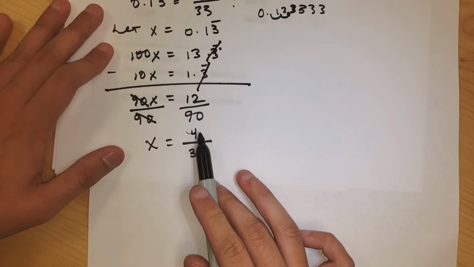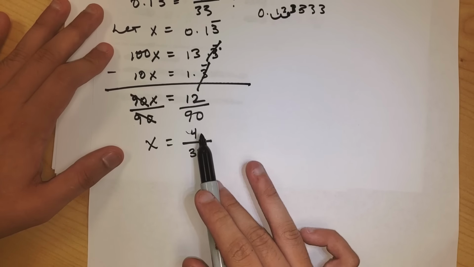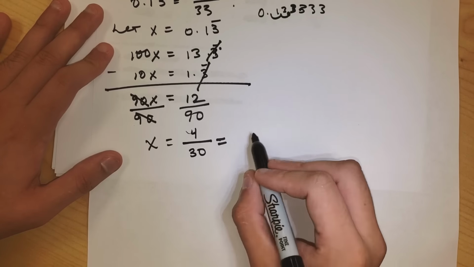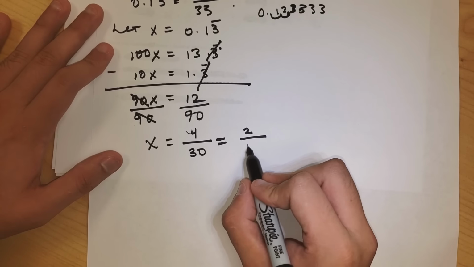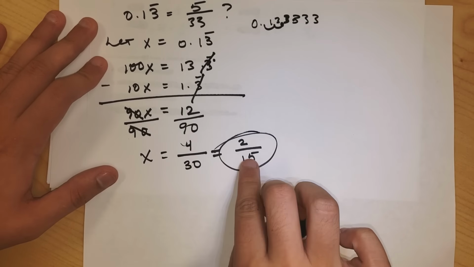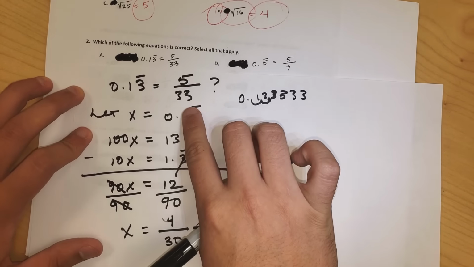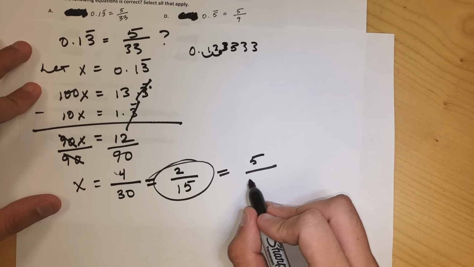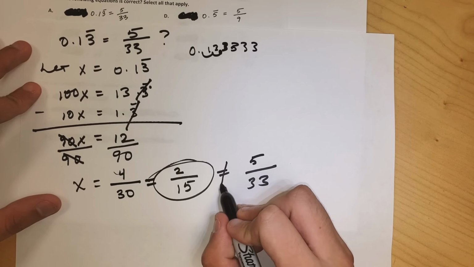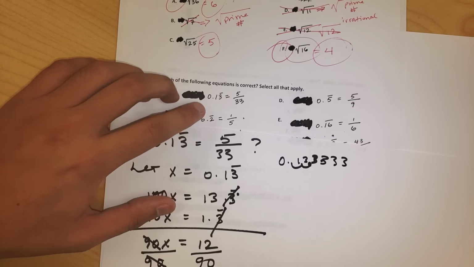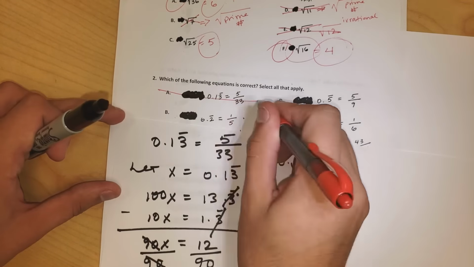Because this is even over even, and when you have an even number over an even number, you can take out a 2. So you're going to get 4 divided by 2 is 2, 30 divided by 2 is 15, and you get 2 over 15 as our final answer. But they said it was equal to 5 over 33, which is not true, so we do not select this one.